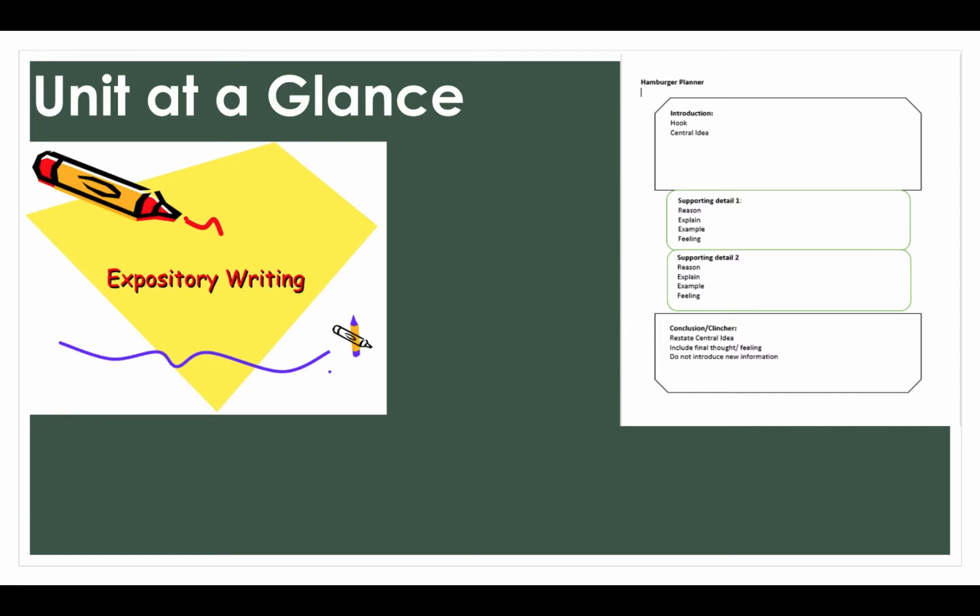One thing that will be of the utmost importance is to reiterate that a narrative tells a story and expository gives information. In order to help scholars better understand the structure of this type of writing, I've included a copy of the Hamburger Planner, which we'll use as a great resource to keep scholars really focused as they write.